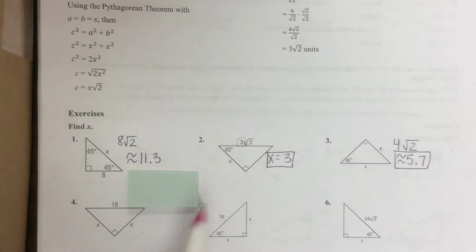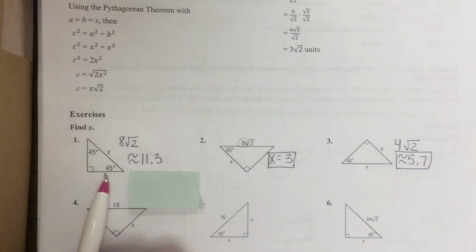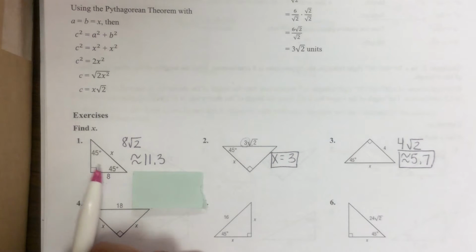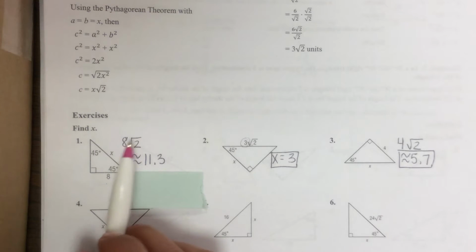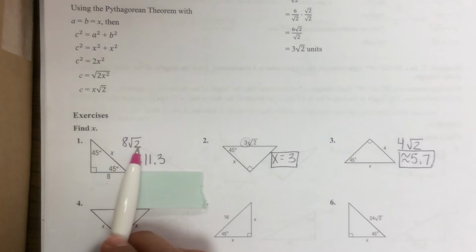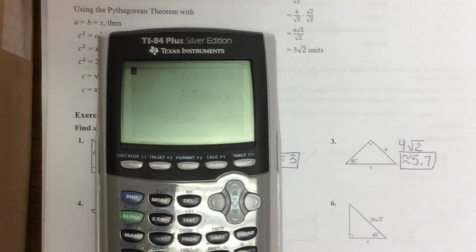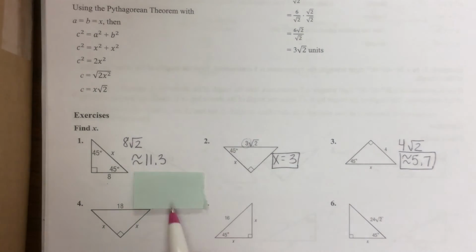Okay, so if we go down to our first example, I've kind of started it here. We know that the side directly across from 45 is 8, and of course that would also be 8 over here since it's directly across from the 45. We can set this equation as 8 square root of 2 in order to find what our x equals. If we type this into our calculator, we get approximately 11.3, which is what I got here.